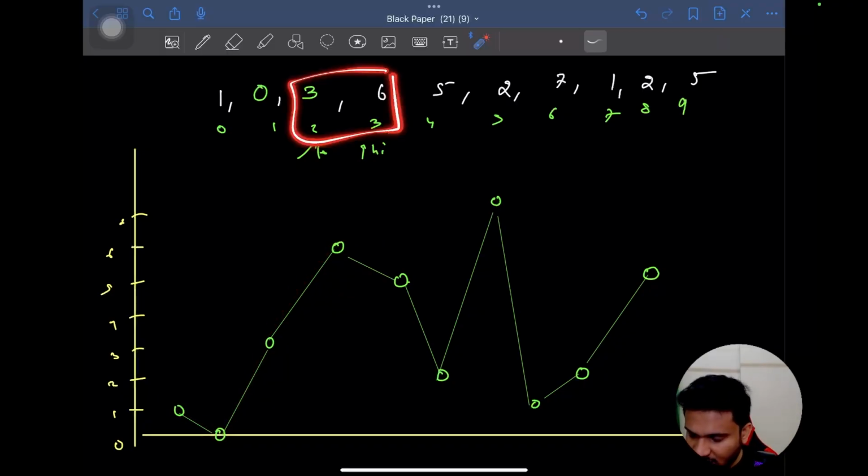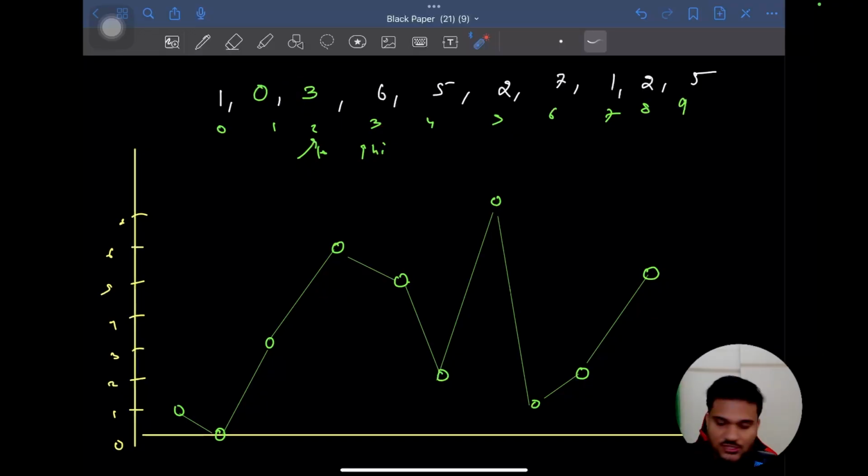Now, you are between 3 and 6. Midpoint, 3 plus 2 by 2 is 2. This is your mid. Right, this is your midpoint. So again, you are here.